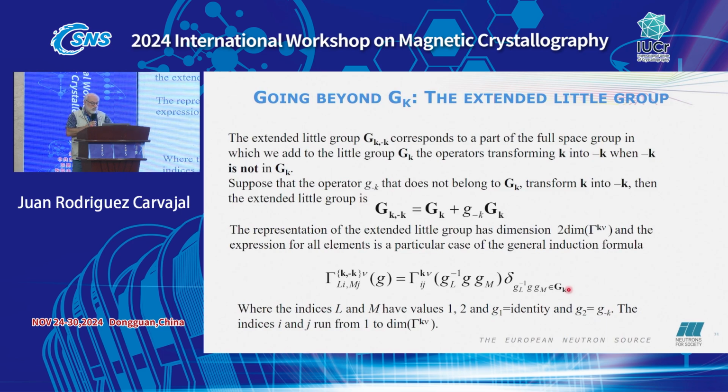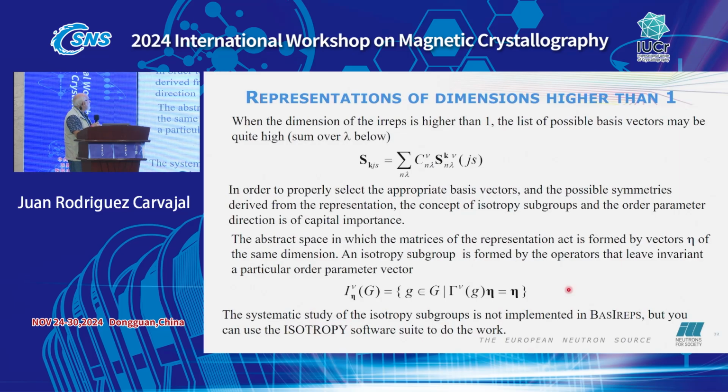Let me now tell you what happens. For example, when the dimension of the irreps is higher than 1, the list of possible basis vectors may be quite high, a sum over lambda below here, for example. These are the Fourier coefficients that Javier Campos was explaining yesterday, or the day before. The Fourier coefficients describing a magnetic structure can be written as a linear combination of the basis vectors. This is the important thing here.